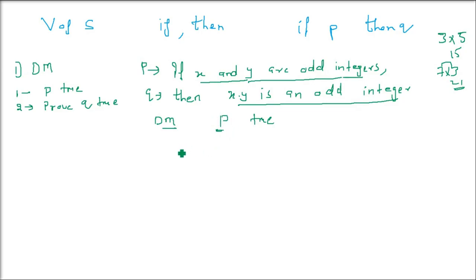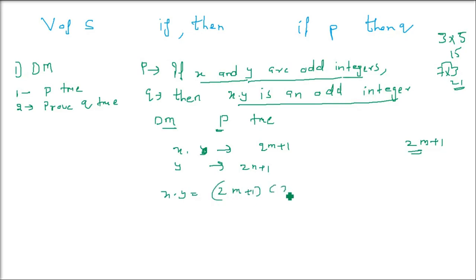So x and y are odd integers. When we have assumed x and y as both odd integers, how do we make a number odd? We take a number, multiply it by 2 so we are making it even, and then we add 1. So 2m plus 1 and 2n plus 1. This is x and y, and now multiply x times y. So what is xy? 2m plus 1 into 2n plus 1. Multiplying them, this is 4mn plus 2m plus 2n plus 1. Now how can you write this? Take 2 outside: 2(2mn plus m plus n) plus 1.